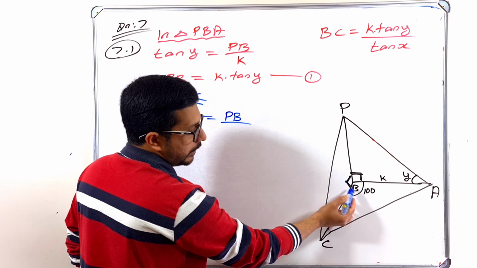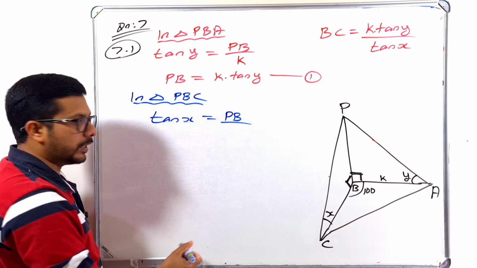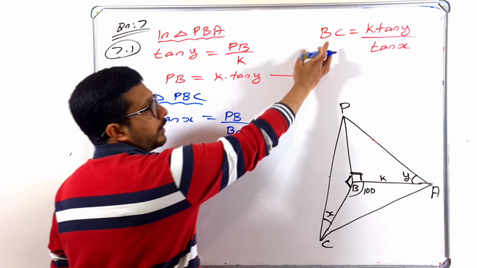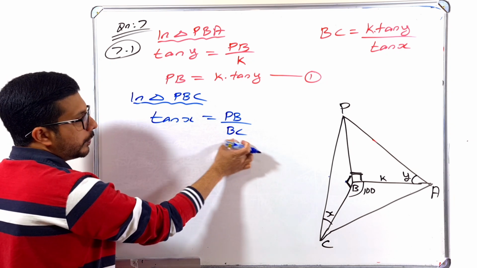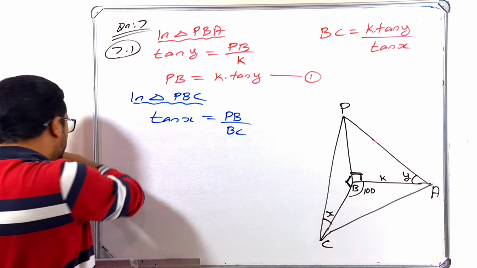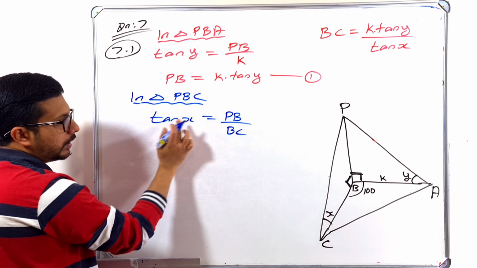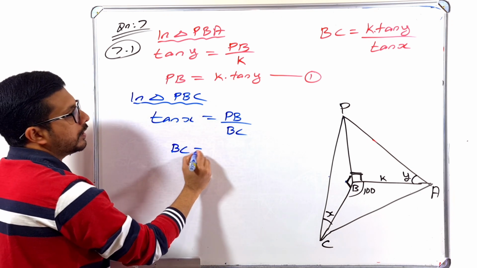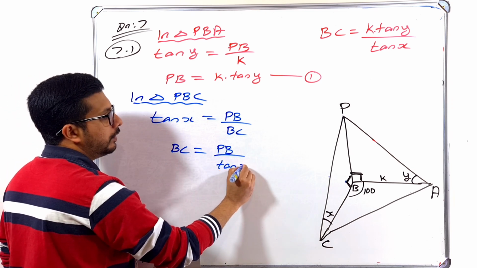Look at this one. This is 90 degrees. That means this one is the hypotenuse. So which one is the adjacent side? BC, okay, divided by BC. So here you can see that you have to prove BC is equal to. So what I'm going to do is take this BC to this side and this tan x to this side. Okay. So BC is equal to PB divided by tan x.